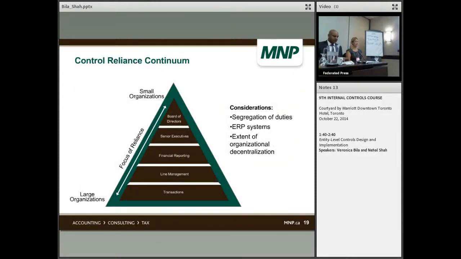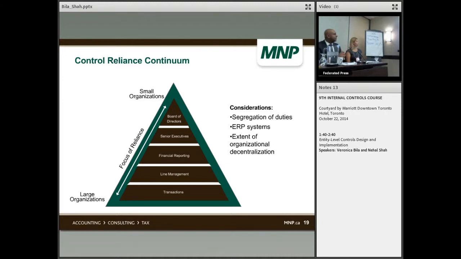This next slide I wanted to share with you is called a control reliance continuum. What it articulates is that the focus of reliance on entity-level controls varies according to the size of an organization. A small or leaner organization with limited staff may have inherent SOD, or segregation of duties, issues due to their size, and therefore could impact the tone at the top. So smaller organizations will have a tendency to rely more on the board of directors and senior executives to set the tone.